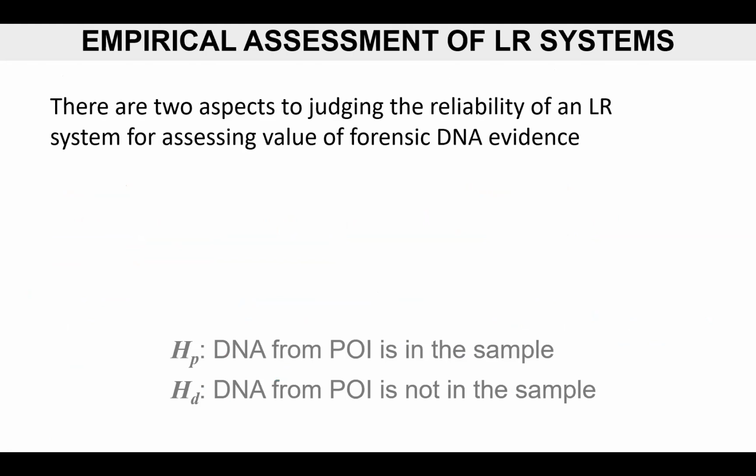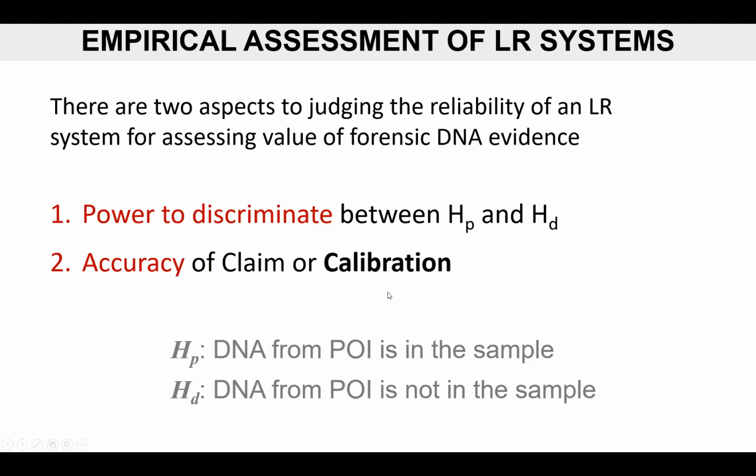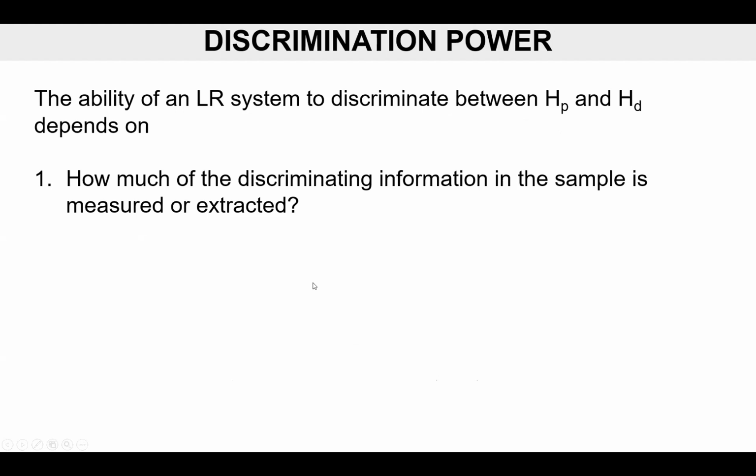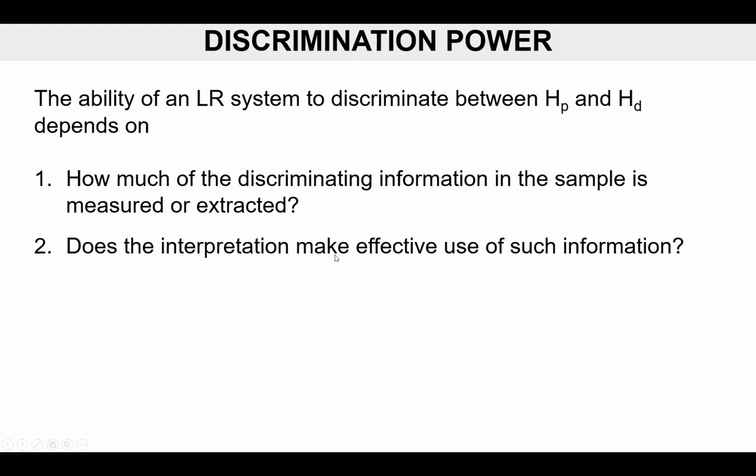So what do we do for empirical assessment of LR systems in practice? As we mentioned, there are two aspects. One is the power to discriminate, and the other is calibration. Discrimination power depends on how much of the information in the samples is measured or extracted. For instance, most of us know that models that make use of peak height, like continuous models, are more discriminating than other models. But it's also important that the information is used effectively. So the model itself has to take that information and apply it correctly.